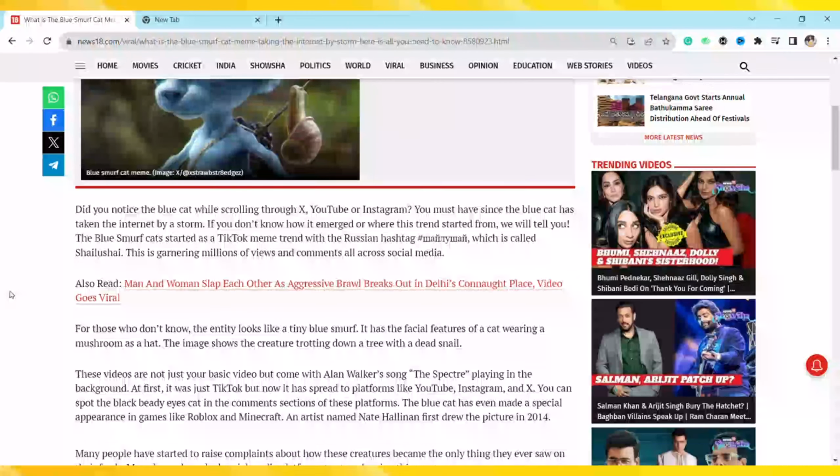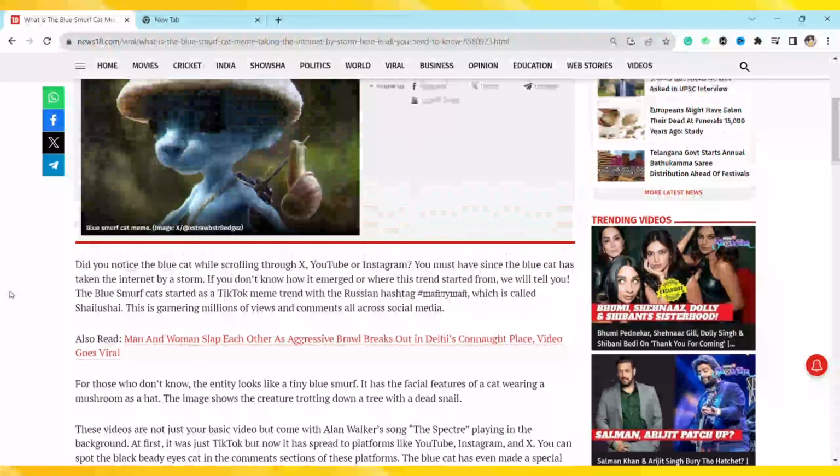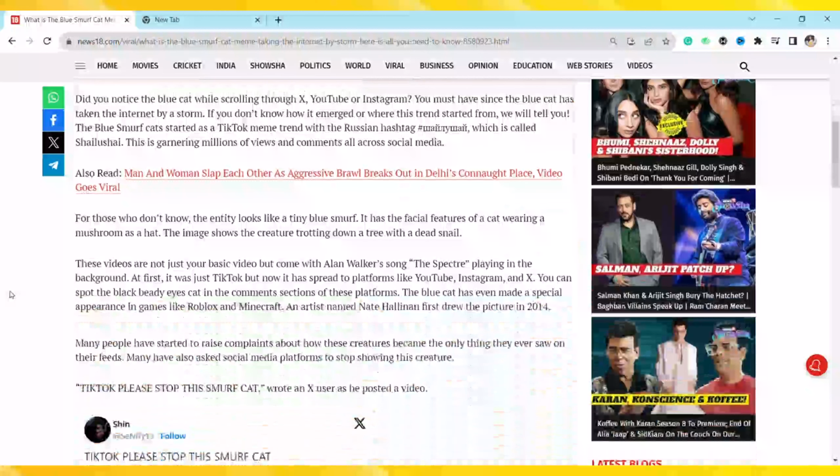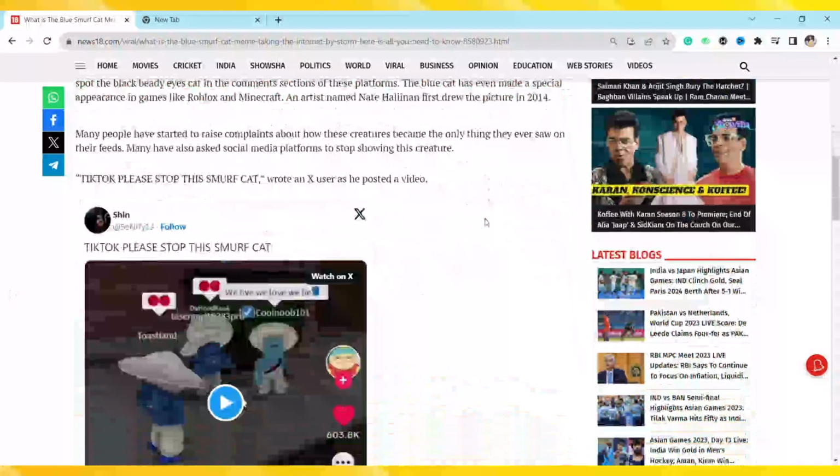An artist named Nate Helenan first drew the picture. Many people have started to raise complaints about this creature being the only thing they ever saw on their feed. Many have also asked social media platforms to stop showing this creature. And after that, the internet was blown away with similar kinds of memes all over.